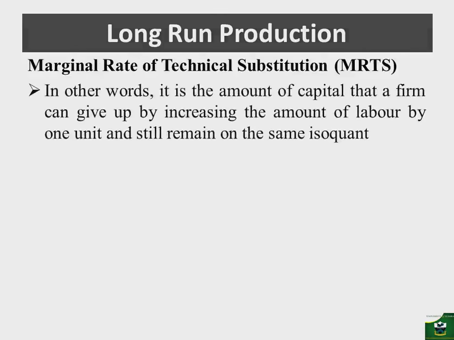In other words, it is the amount of capital that a firm can give up by increasing the amount of labor by 1 unit and still remain on the same isoquant. With this then, we can measure the marginal rate of technical substitution of labor for capital as the change in capital divided by the change in labor.